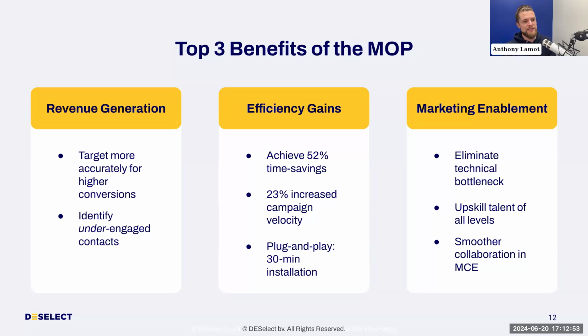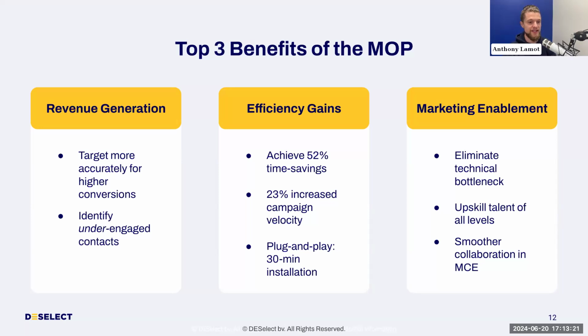So now let's pause quickly. What are the top three benefits of an MOP? So why would you do it? And I've already briefly highlighted it, but the key ones are revenue generation, efficiency gains, and marketing enablement. So on the revenue generation side, because with an MOP you can target more accurately, you can expect higher conversions, and you can also identify under-engaged contacts, especially through send frequency. We have a few cool examples of that later in the presentation.